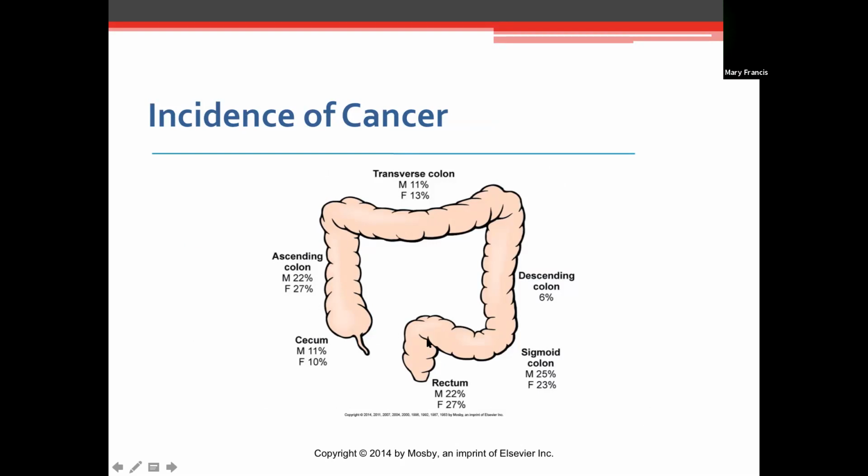Colonoscopies help to detect the presence of abnormal cells. Once they get the cells and can study them, they can determine whether or not it is a cancerous cell.